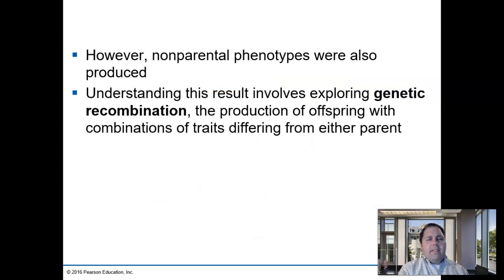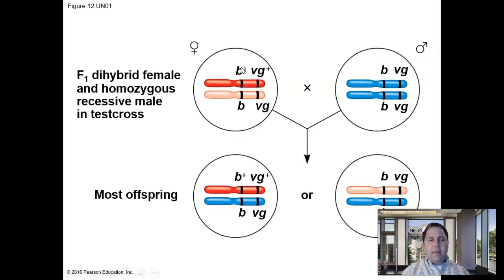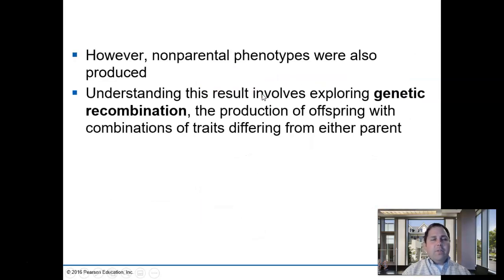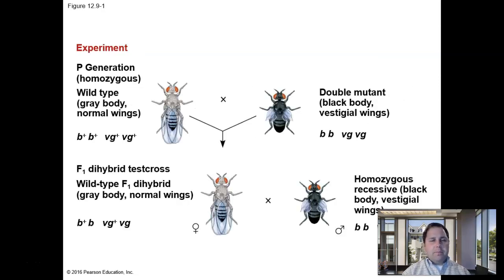What they found, though, is that they got some non-parental phenotypes as well. B is for black, VG is for vestigial wing. So instead of having the normal color and the normal size wing, some would have the normal color and a small wing. Some would have a normal wing and a different color. They got what they called non-parental phenotypes. They didn't look like any of the parents, and the only way to understand this is through genetic recombination, that phenomenon we saw in meiosis where the chromosomes cross over during prophase 1 of meiosis 1.